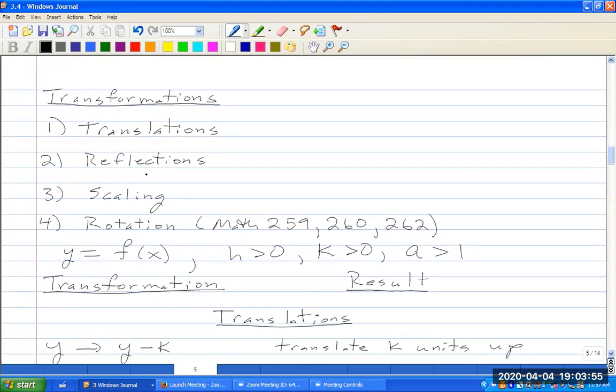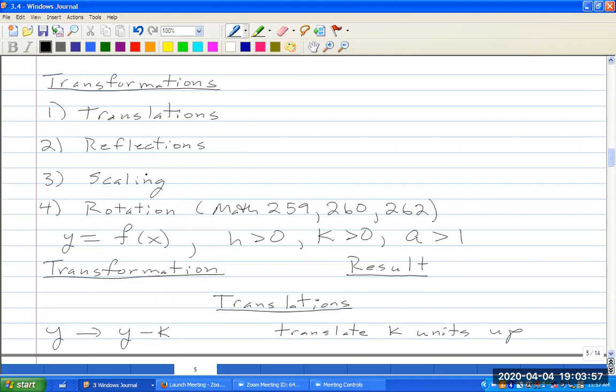So there are 4 transformations that we can apply to the simple functions, and we'll get more complicated functions. So most of the functions, not every one that we'll be dealing with, but most of them, are just transformations of simpler ones. So the first that we'll be talking about is translations.